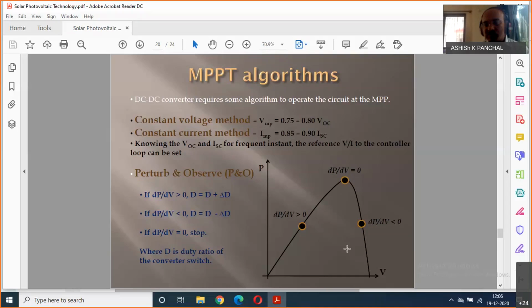Okay. Now sometime later the condition will change. So again, I have to draw the characteristic, find the power, and find the maximum power. This algorithm is developed by itself. Suppose it is in such a way that the point is over here.